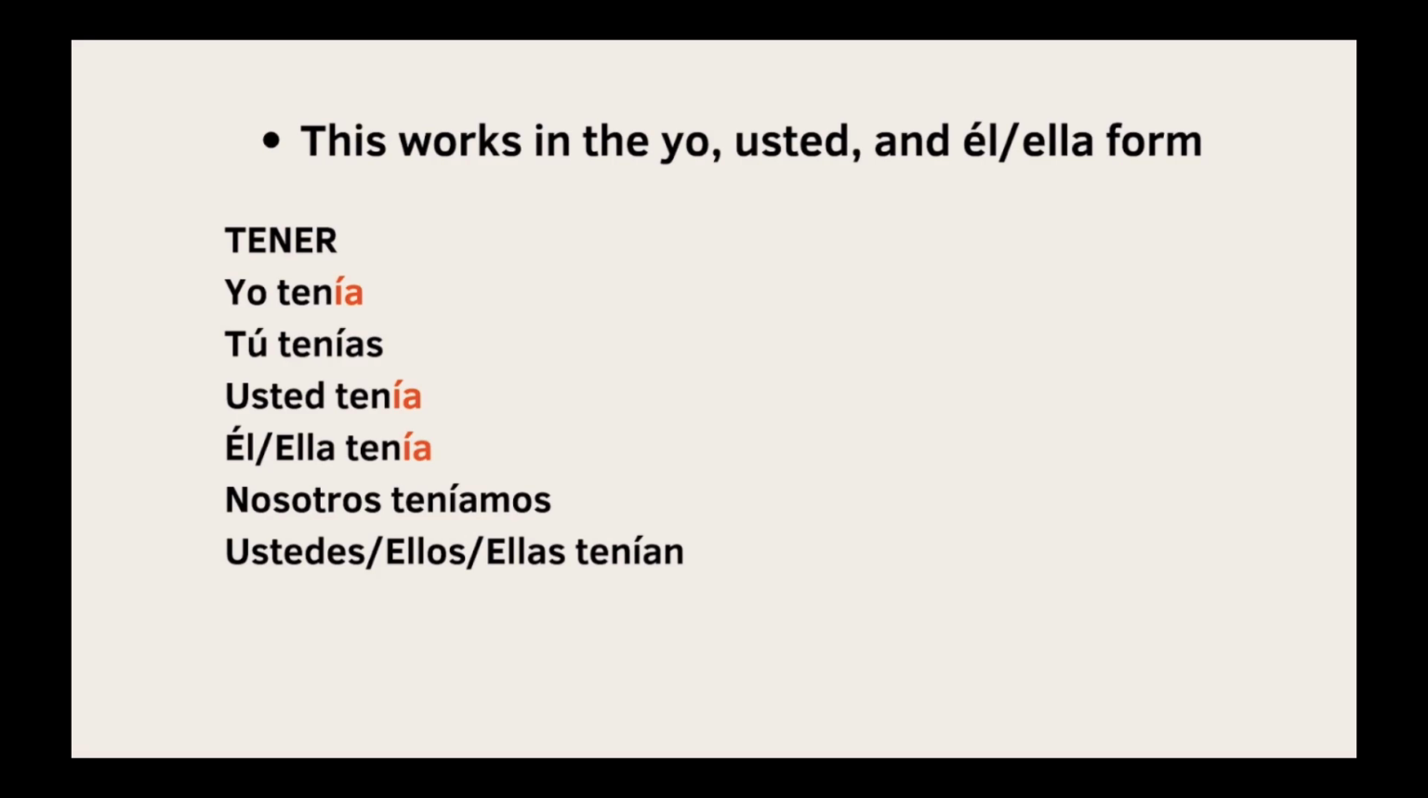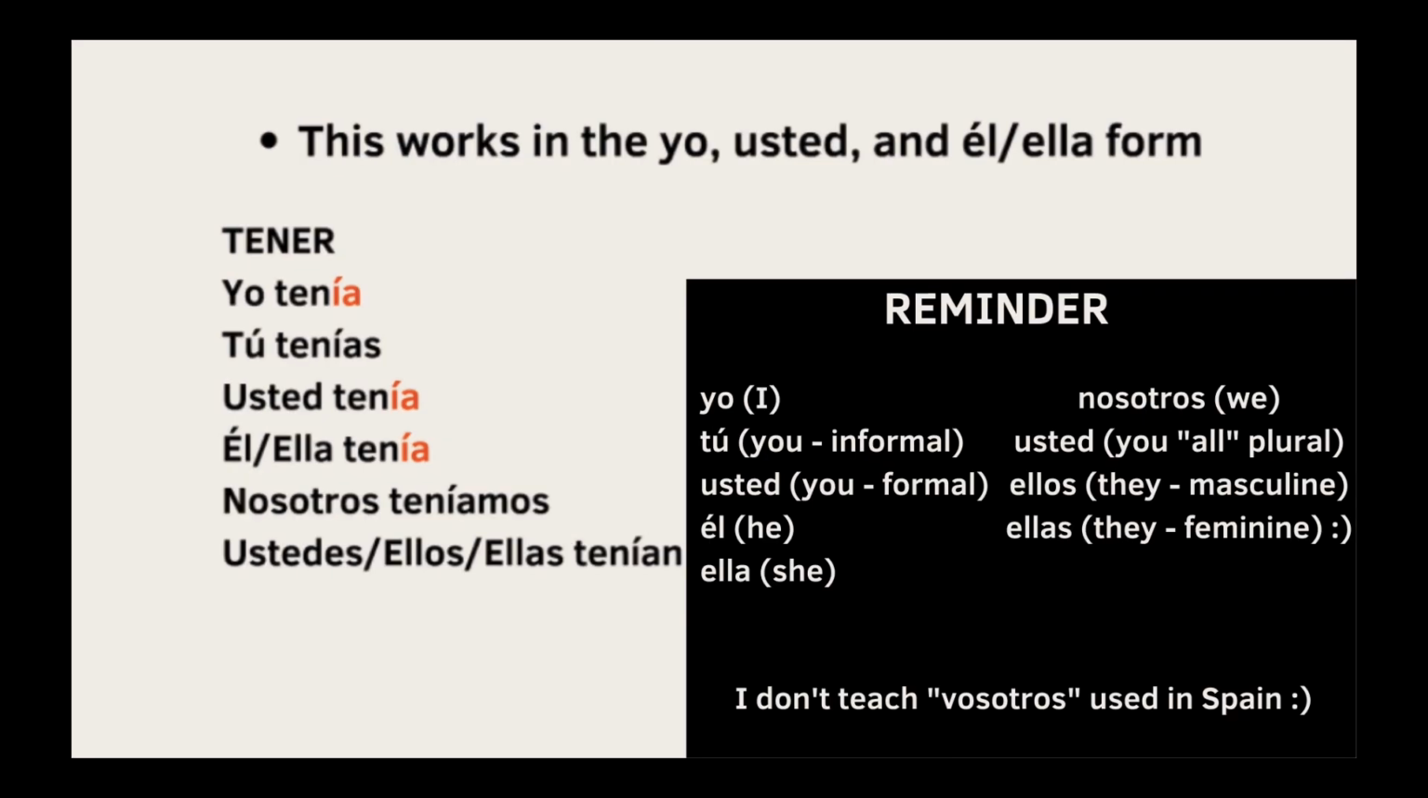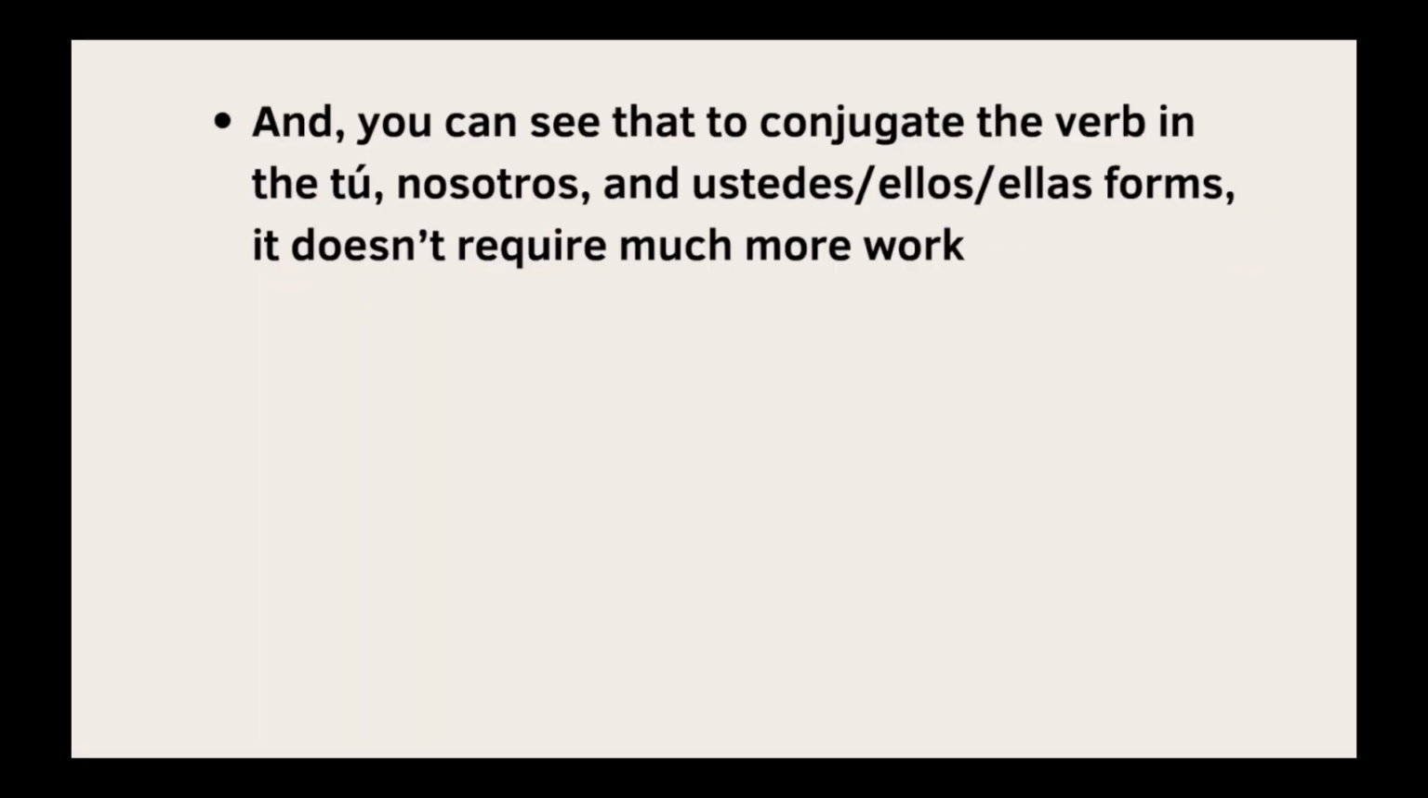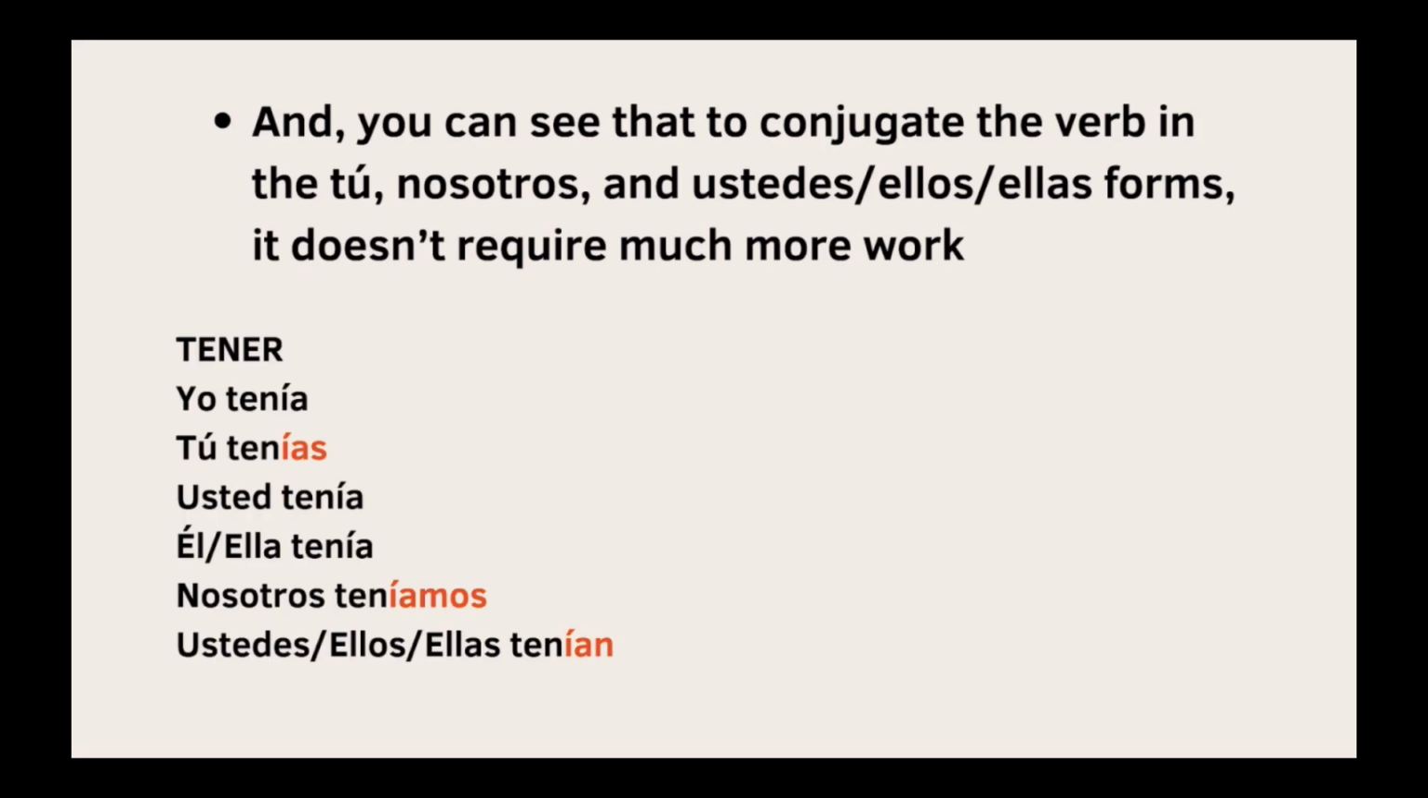Now, this works in the yo, usted, the él, the ella form. If you look at this chart here, you can see that all of those that we mentioned end with ía. And you can see that to conjugate the verb in the tú, nosotros, ustedes, ellos, ellas forms, it doesn't require too much more work, okay? We still have the ía there. But in the tú, we have to add the s, so tenías. In the nosotros, we add a few more letters, so you still see that ía, but it's íamos, teníamos. And then with the ustedes, ellos, ellas, we have tenían. So all you have to do is add that in, but they all have that ía in there.